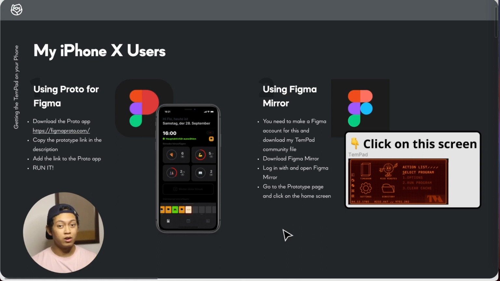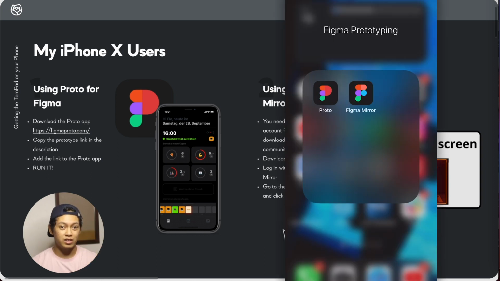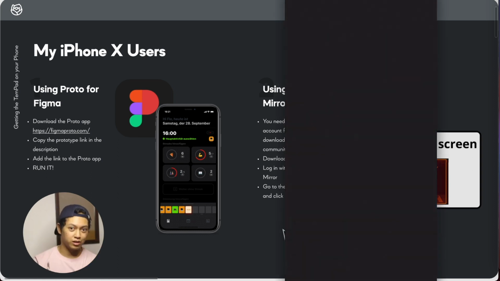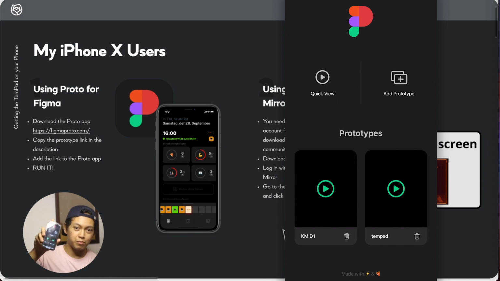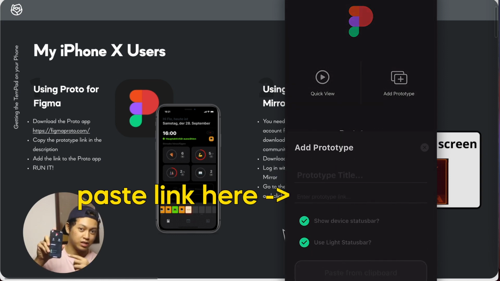But anyway, what you're gonna need to do is download the app Proto, and then down in the description below, you'll see my prototype link. Just take it, put it into the app, and I'll walk you through it. So open the app, you'll have this option to add a prototype. In add a prototype, just copy the link from the description, put it there.